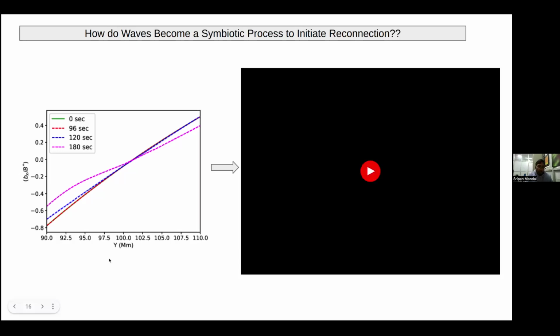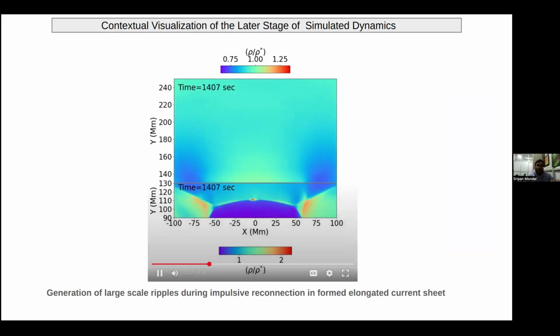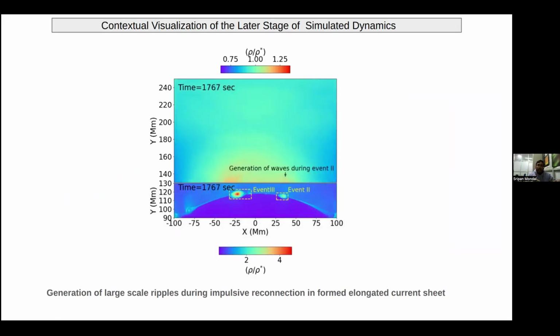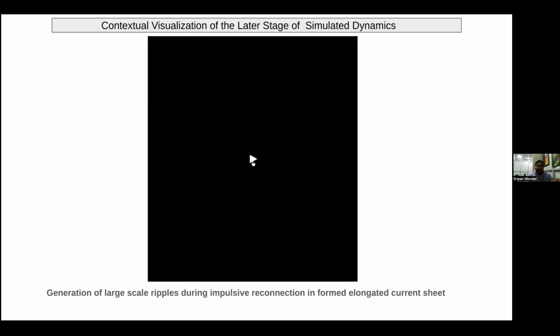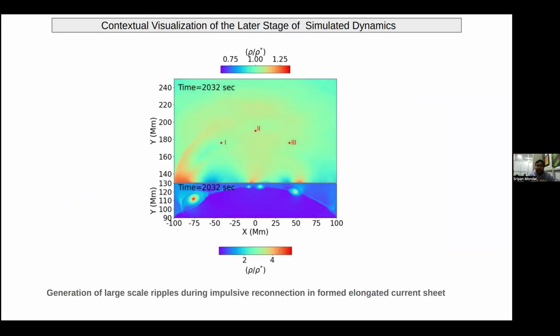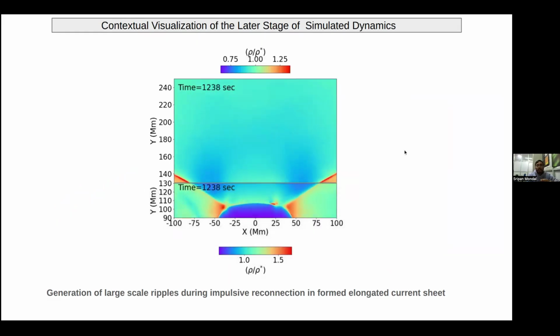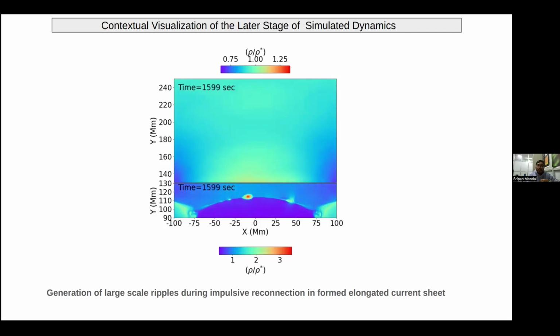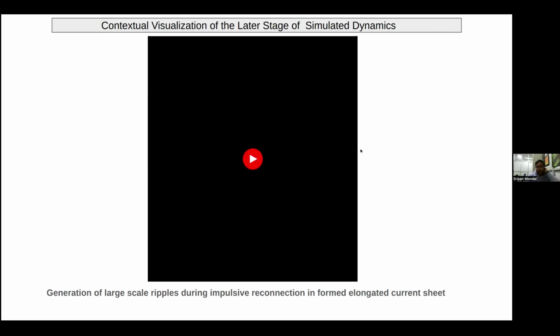Now the other way around is in the later stage. Once the current sheet has been formed, it eventually gets elongated in the x direction and thinned down in the y direction. As the aspect ratio is more than the threshold of plasmoid instability, plasmoids form and eventually coalesce with each other. During the motion of the plasmoids as well as their coalescence, rippling wave fronts form.